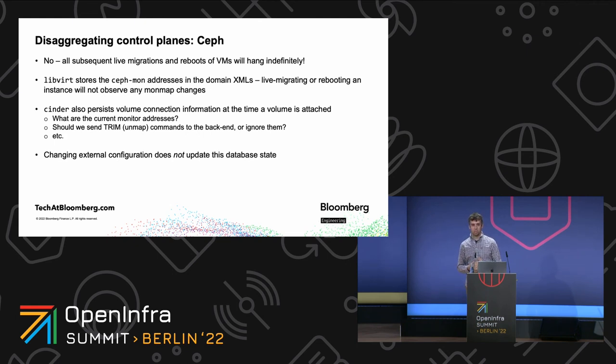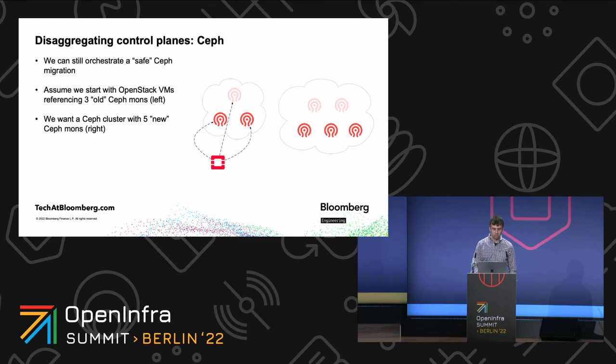We've also run into issues where we tried to disable trim, and we found that the trim flag is now embedded into the attachment information. So it's not very easy to disable. There are things you can do to fix this, but it's something you should be aware of, that Cinder keeps this information. It's not always as easy as just moving things around to different IPs.